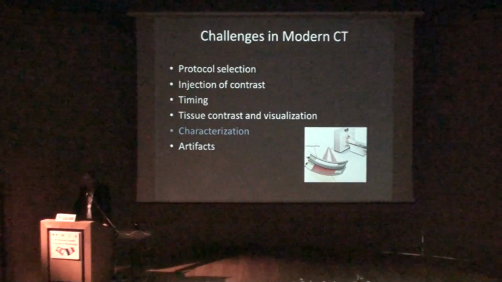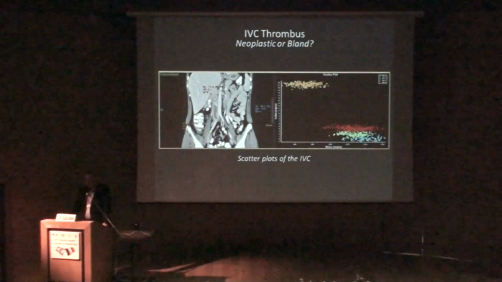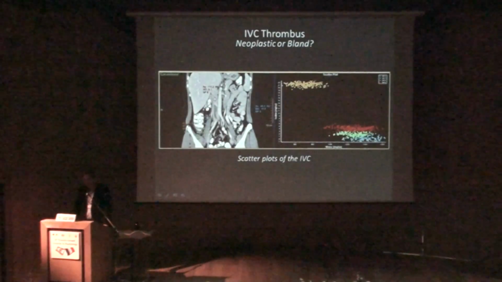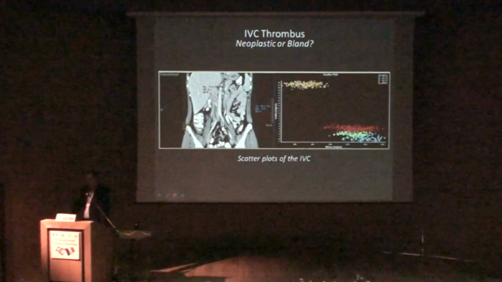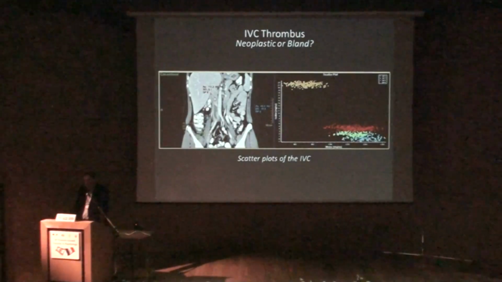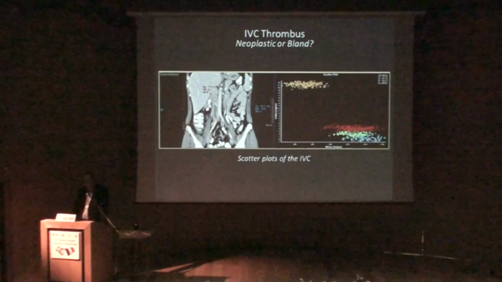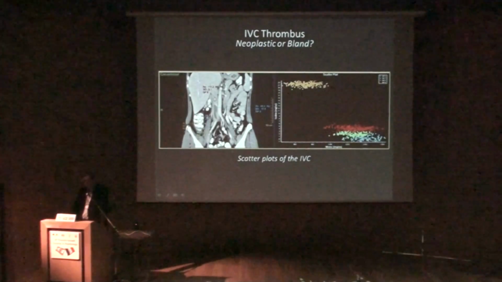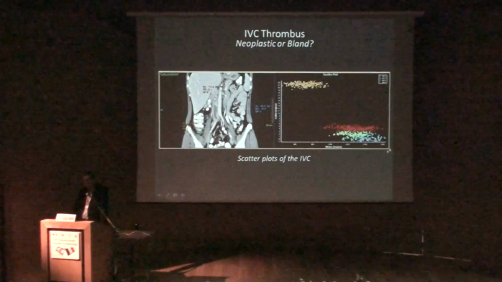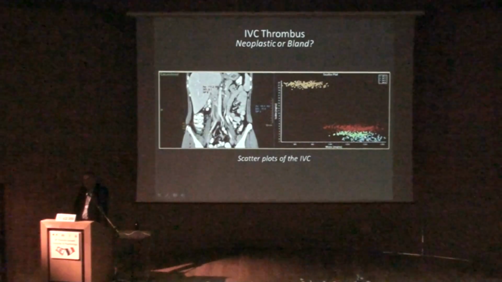I will finish with two last topics, which are characterization and looking at artifacts. That's a patient that arrived with an IVC thrombus, a young patient with no prior medical history, and we wanted to evaluate whether it's a neoplastic thrombus or a benign thrombus. So we look at this scatter plot and we look at this blue circle. We can see that there is no uptake of iodine in this thrombus, so it's not a tumor thrombus.